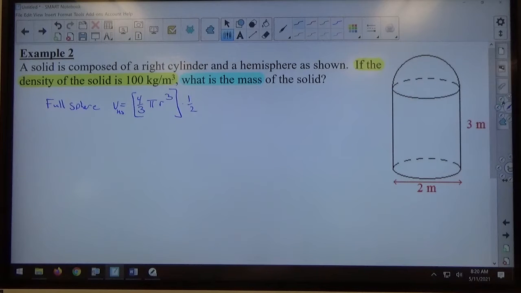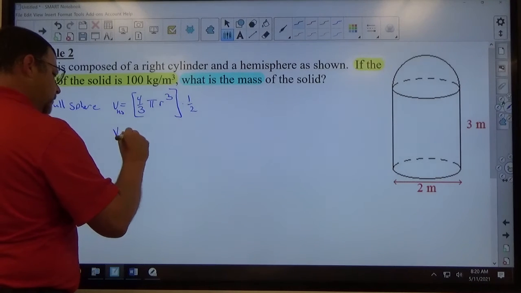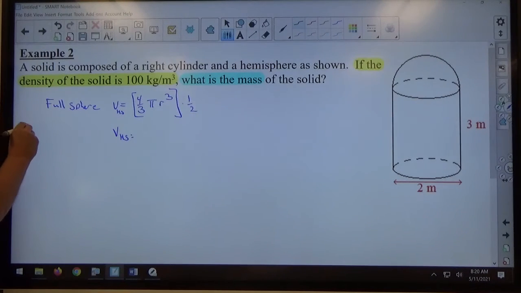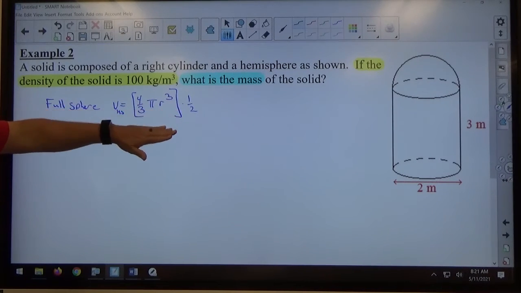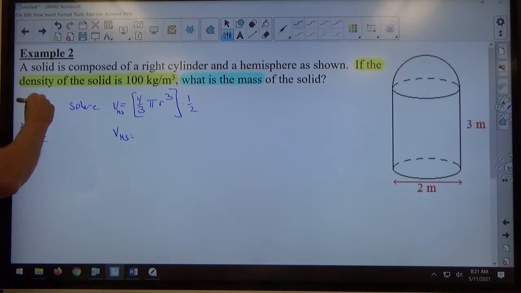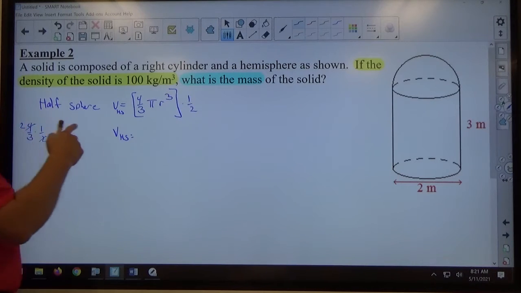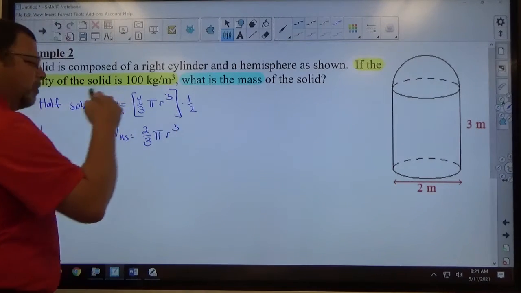If I multiply 4/3 times a half, what do I get? 4/3 times 1/2 is 4/6. What's another version of that? 2/3, right? The 2 and the 4 reduce. So if the full sphere is 4/3 pi r cubed, half a sphere, again, the official name of this is a hemisphere, would be 2/3 pi r cubed, just half as much as a full sphere.